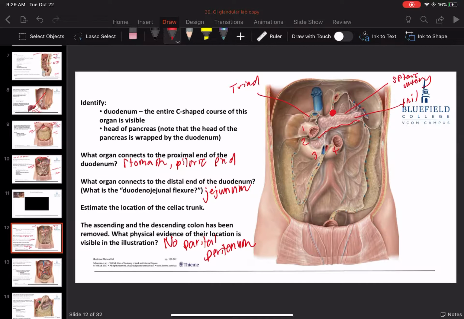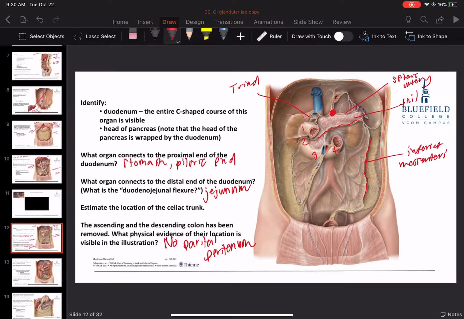So you see a bunch of branches right here that have been cut. What arteries would be supplying these little arteries right here? Right, the inferior mesenteric artery, because the descending colon is part of the hindgut, and that's what we're cutting right here. These vessels are on their way to the hindgut.